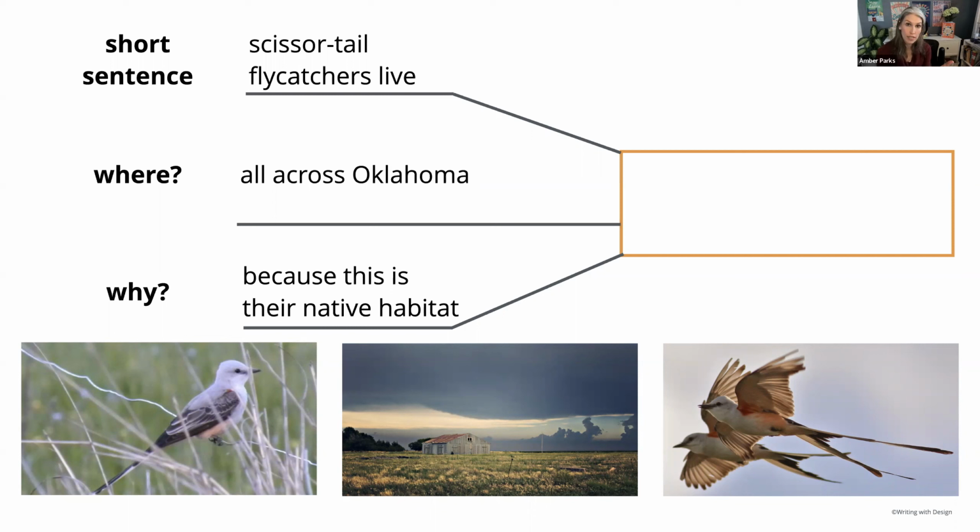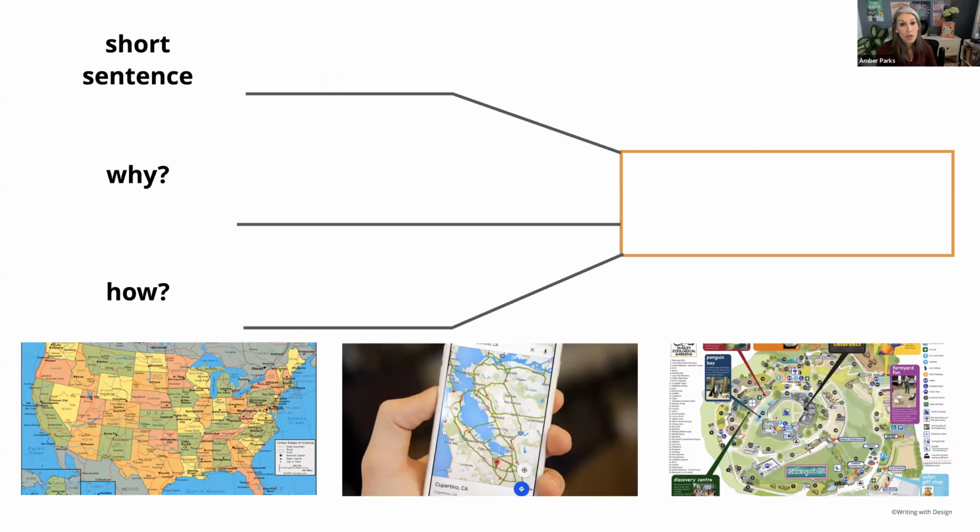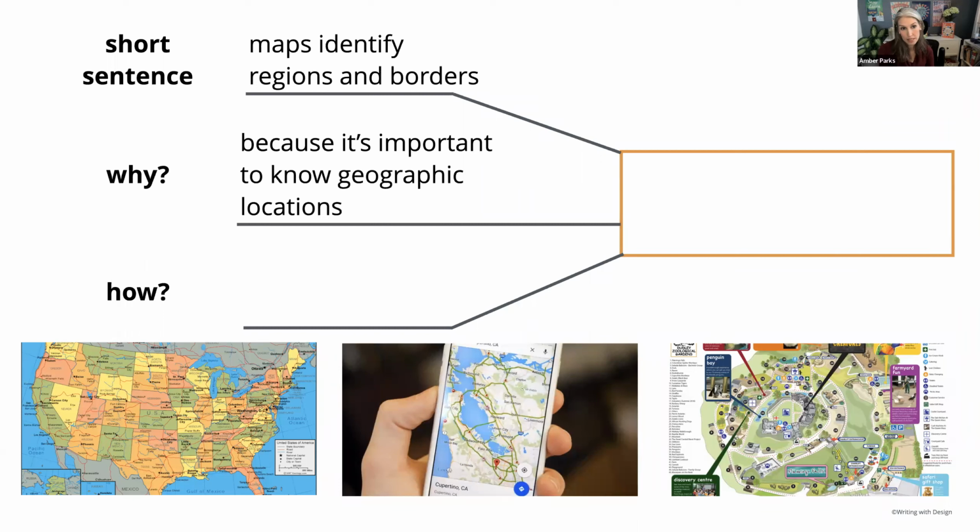And so here's one more extender of why. So we've had when, where, and now why as 3 ways to expand our sentences. We've got one more here of how. So maps identify regions and borders because it's important to know geographic locations by using lines and colors. How do they do that? How do they help us identify regions and borders? Well, because they use lines and colors. So you can see in all the examples of the maps down below that, yeah, absolutely, it's very much the lines and colors that help us know these geographic locations.